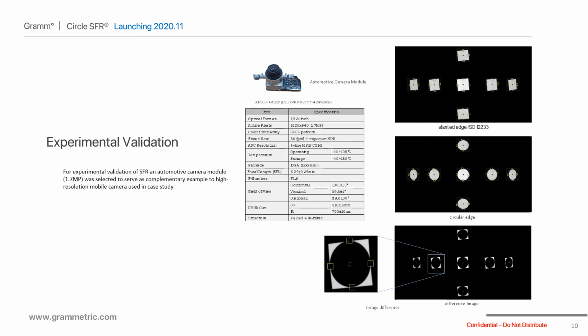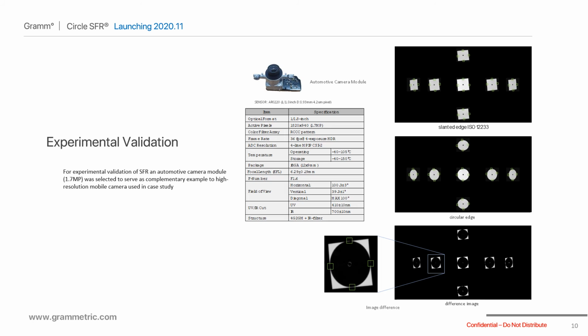Grammetric Circle SFR has been experimentally validated using ISO 12233 standard slanted edge SFR. One chart containing a printed circle and another chart containing a printed square were placed approximately 3 meters from the camera, such that an identical set of regions of interest, or ROI, can be used in both cases. Slanted edge SFR was performed on the square chart image, and Circle SFR was performed on the circle chart image, using identical ROI definitions in both cases.